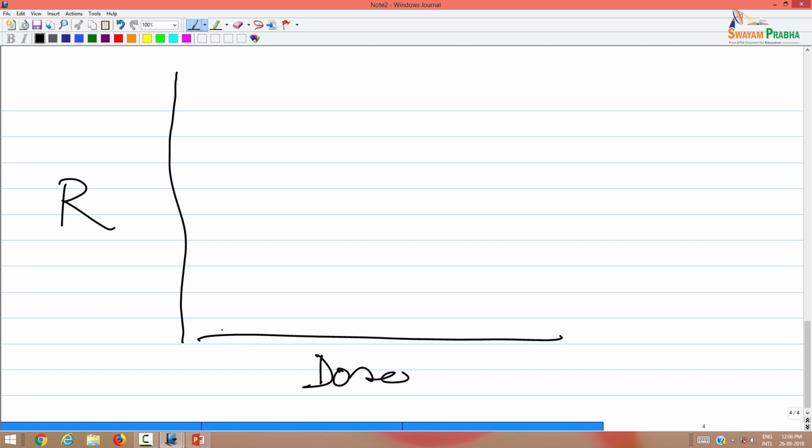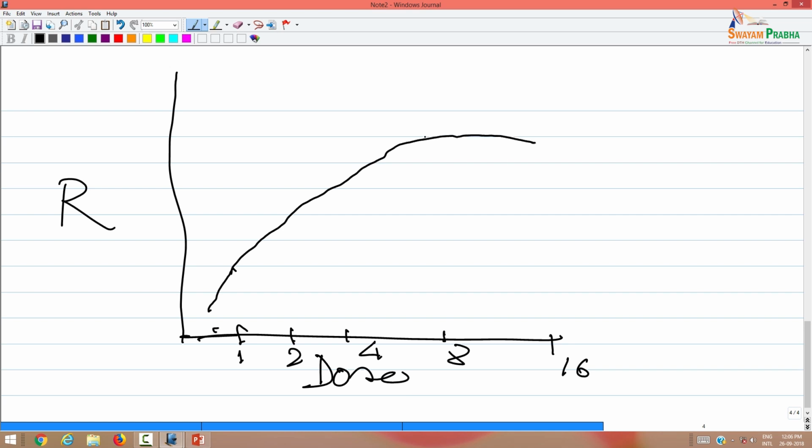So, what you see here is that as you increase the dose, this is 1 microgram, this is 2 microgram, this is 4 microgram, this is 8 microgram, this is 16 microgram. If you increase the concentration of the drug, the response increases, but if you increase the concentration further, it becomes flat, and then if you increase the concentration more, it will decrease.